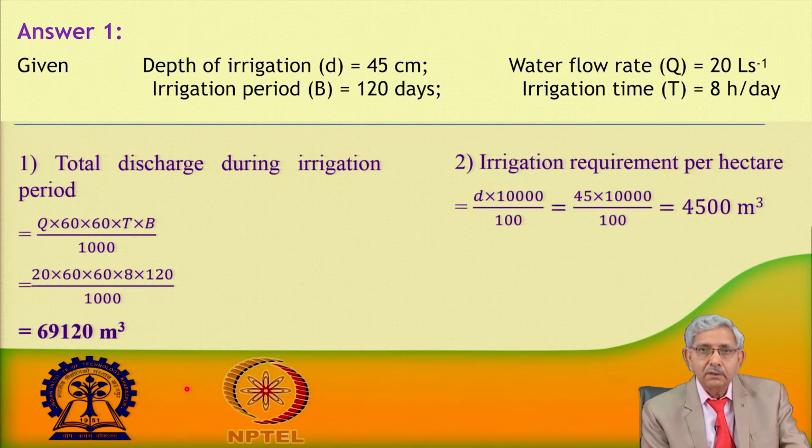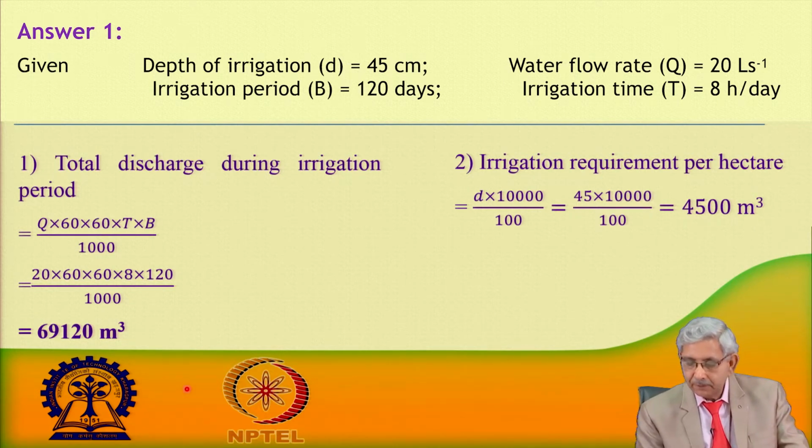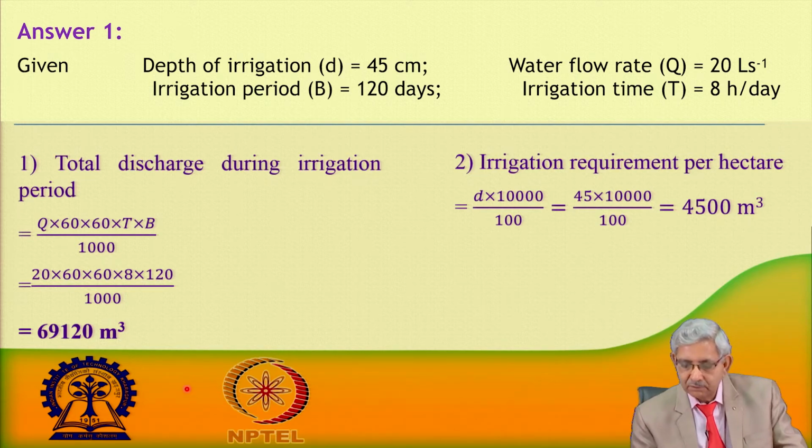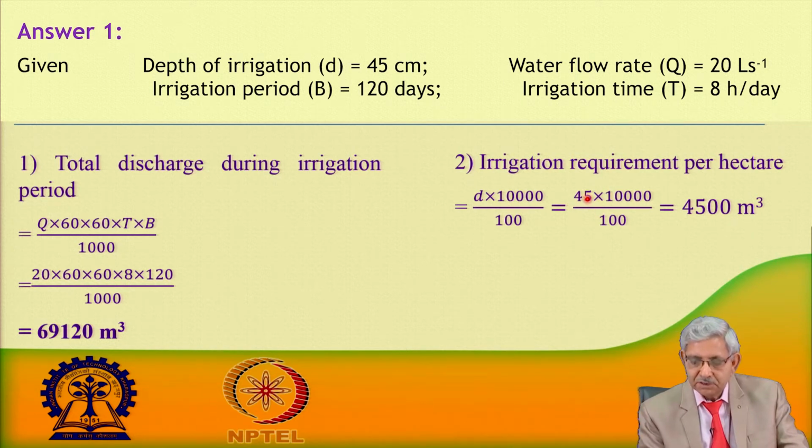And then the irrigation requirement, because we have been given 45 centimeter per hectare, 45 hectare centimeter. That can be put in volumetric form: 45 into 10,000 square meter divided by 100, because this is in centimeter. So, it comes to 4500 cubic meter.